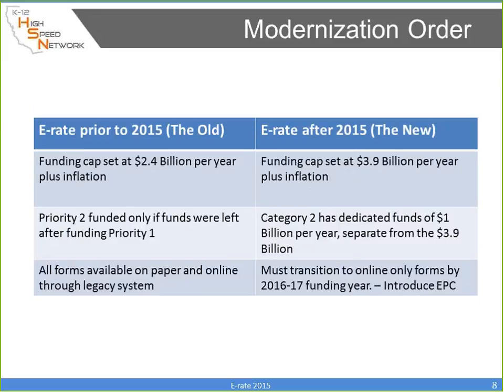So some good changes that we've seen. In the past, we had a funding cap of $2.4 billion. Thanks to the modernization order, we got an additional $1.5 billion added, so we're at a cap of $3.9 billion per year, plus inflation.